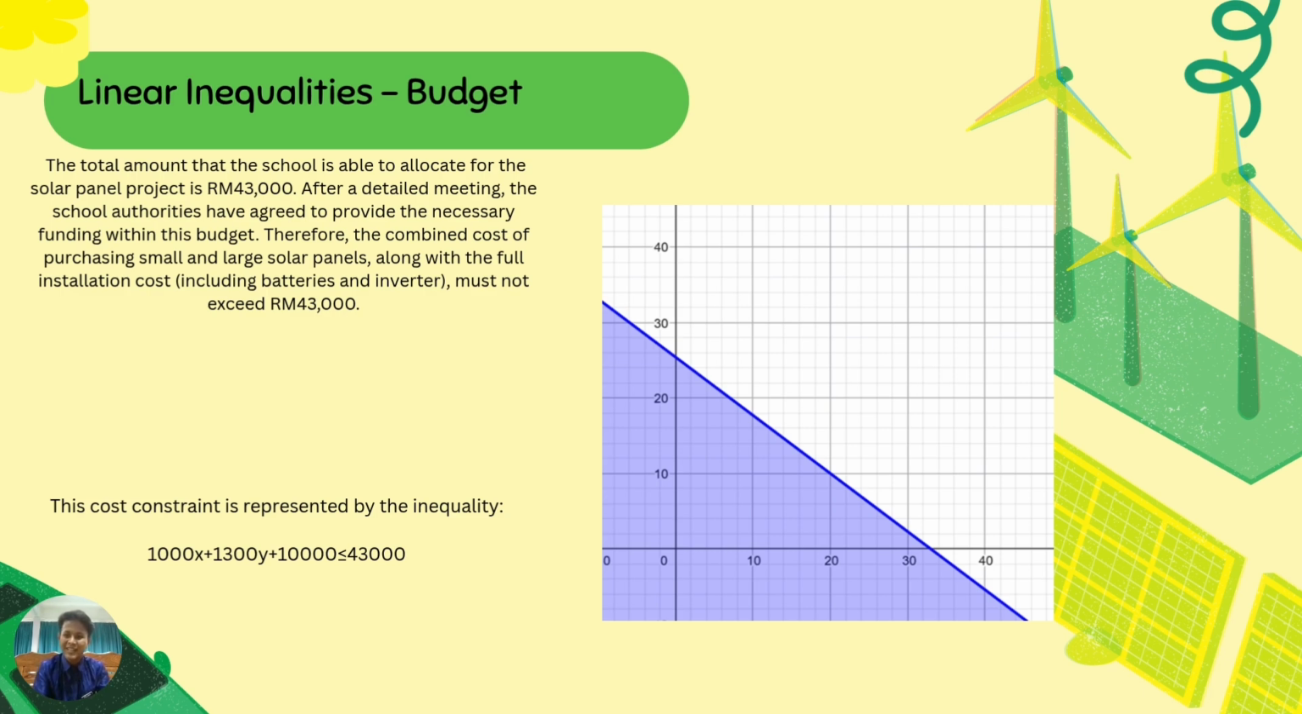Okay, when we plot this on the graph, it forms a shaded region below a line. This region shows all the affordable combinations of the panels that fit within the budget.